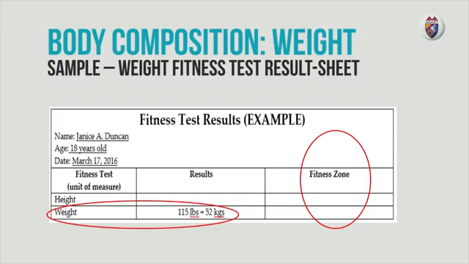Are you happy about the results that the weighing scale gave you? Or were you shocked to find out your current weight? Are you heavier or lighter now compared to the last time you measured? For both of your height and weight measurements, just leave the fitness zone table blank. We'll get to that later in the lesson.